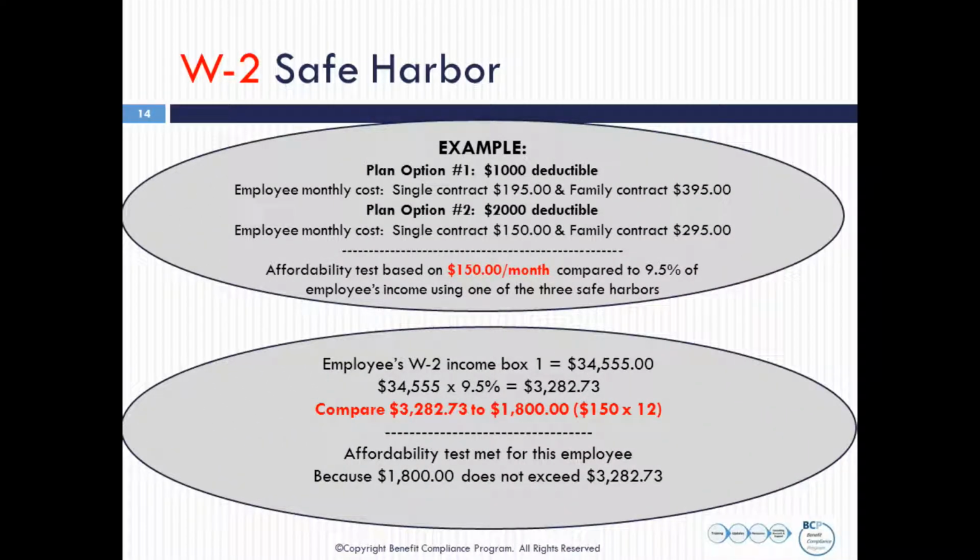Now let's look at this. Okay, this is the same example I just showed you above. 150 a month is what we're measuring. This employee earns 34,555. Take that times 9.5%. So we are comparing this 3,282 to 1,800. Because the W-2, we're looking on an annual amount, so I took that 150 times 12. This employee would meet affordability because the 1,800 does not exceed 9.5% of that W-2 income.